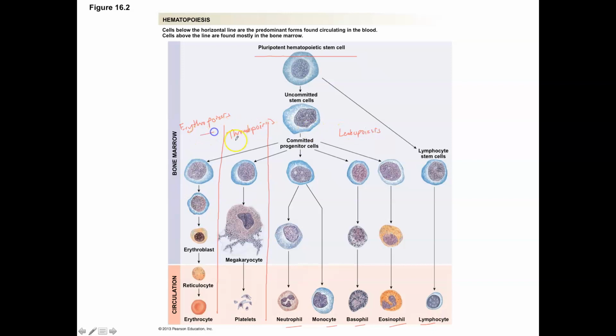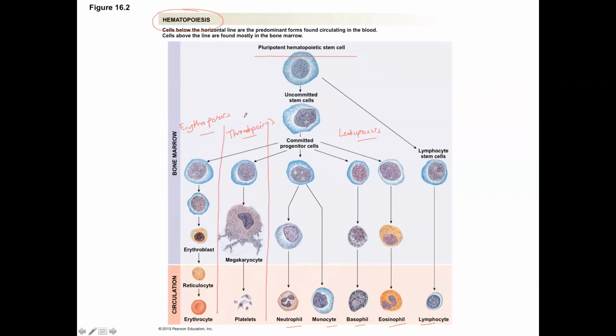So erythropoiesis, thrombopoiesis, and leukopoiesis are actually just subdivisions of the concept of hematopoiesis. So hematopoiesis means the production of the different types of blood cells, and then we can focus in on individual production. So the production of red blood cells, erythropoiesis, the production of platelets, thrombopoiesis, and the production of white blood cells, which is leukopoiesis.